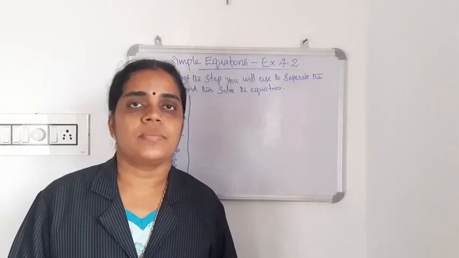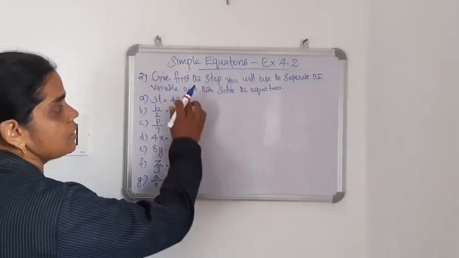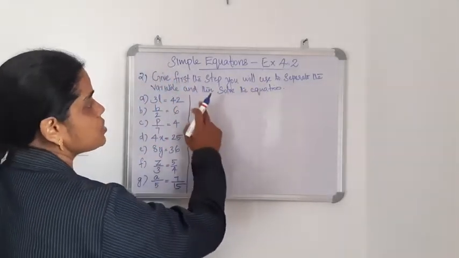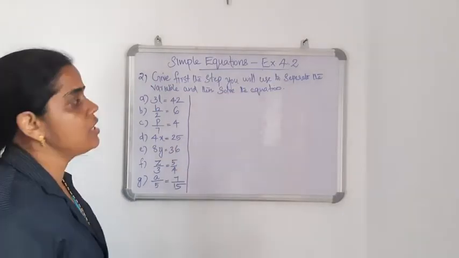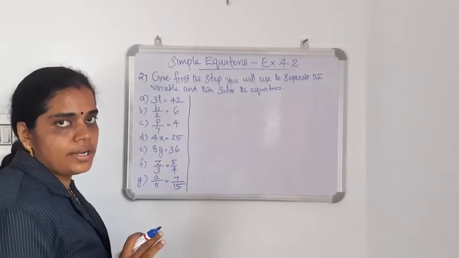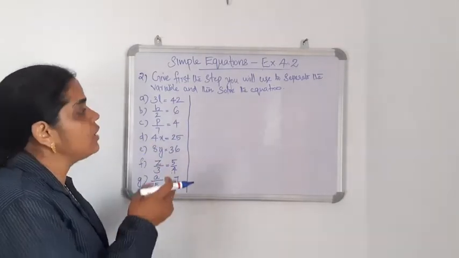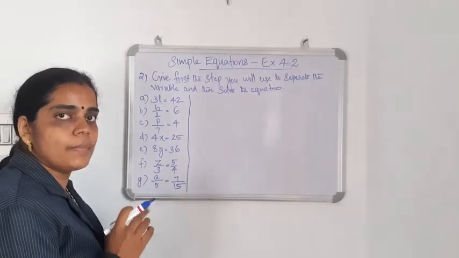So now you studied about addition and subtraction, is it? So here also the same question. Give first the step you will use to separate the variable and solve the equation. But here it is multiplication and division. That is the only difference. So I told you, if it is multiplication you need to divide. If it is division you need to multiply.